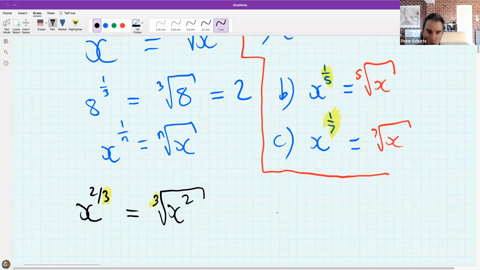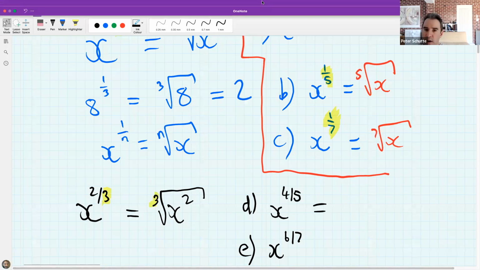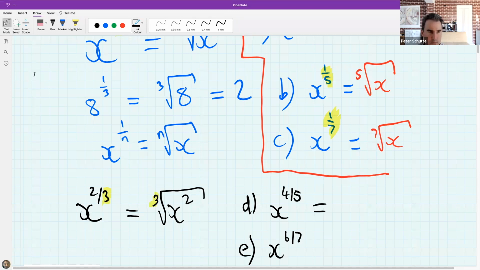Using this idea, I want you to write the following expression in root form. Write for me x to the power of 4/5 in root form. In fact, I'll give you 2 of them here, 4/5, and we'll make this D and this E. These are just quick little ones that we're starting with today. Just say done in the chat when you've finished, so I know how things are going.